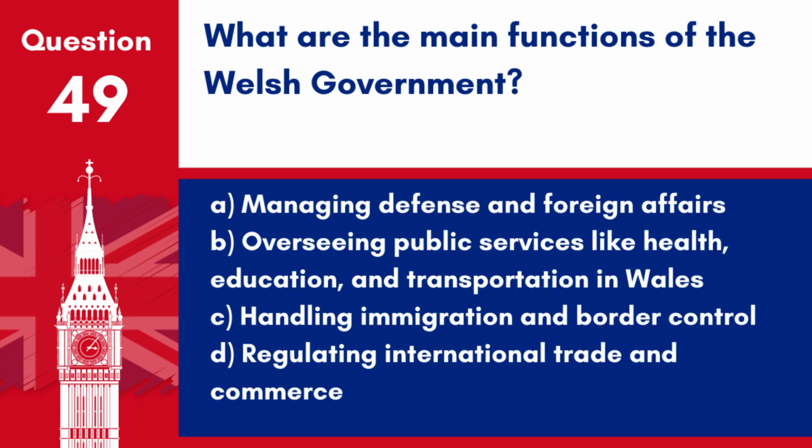Question 49. What are the main functions of the Welsh Government? A. Managing defence and foreign affairs. B. Overseeing public services like health, education and transportation in Wales. C. Handling immigration and border control. D. Regulating international trade and commerce.